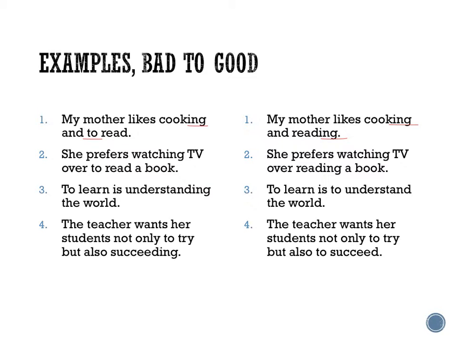The second example, she prefers watching TV over to read a book. Notice this just sounds funny to the ear because we've got too much going on right here, and it's not the over that's the problem. What we have is watching, ing, with to read, a different verb format again, just like we had in that first example. We could fix this, again, either way, but I chose she prefers watching TV over reading a book. ing, parallel structure.